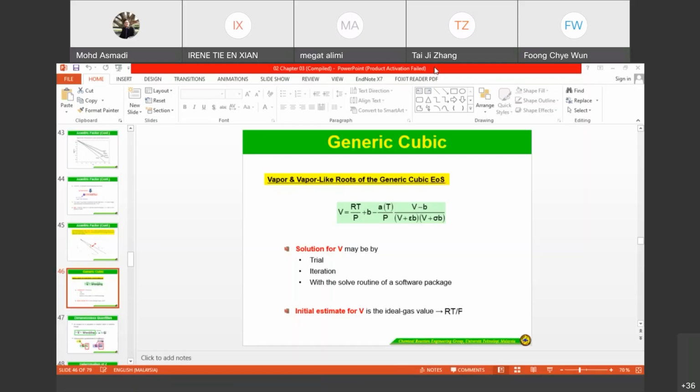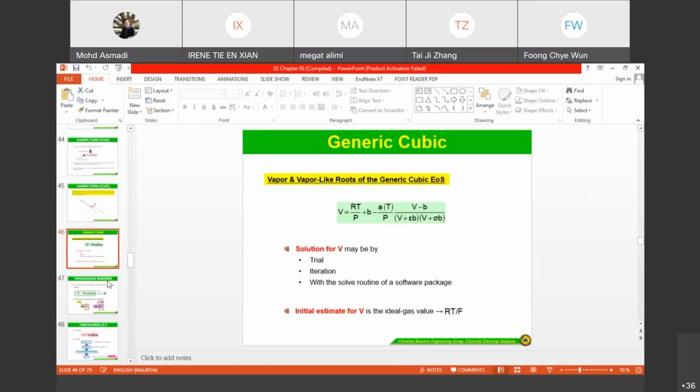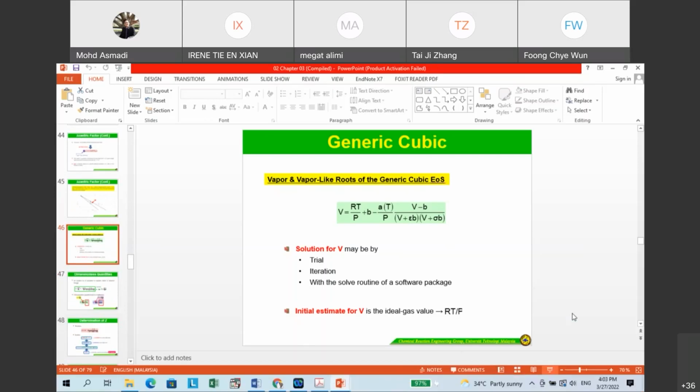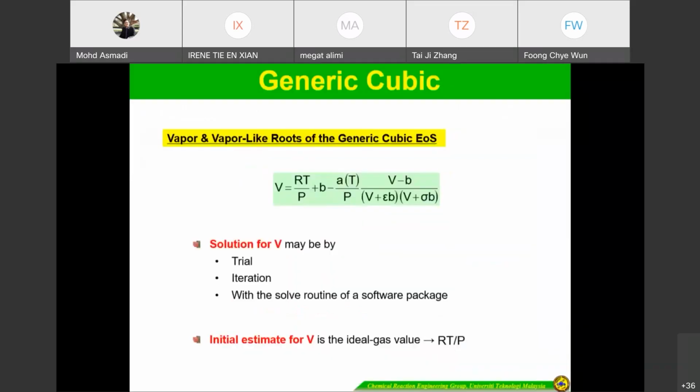Saya akan explain, okay, untuk hari ini saya akan explain macam mana untuk menggunakan generic cubic equation of state lah. So the information and the equation or the parameters that you have to use is similar as Table 3.1 lah. Itu awak kena ingat.